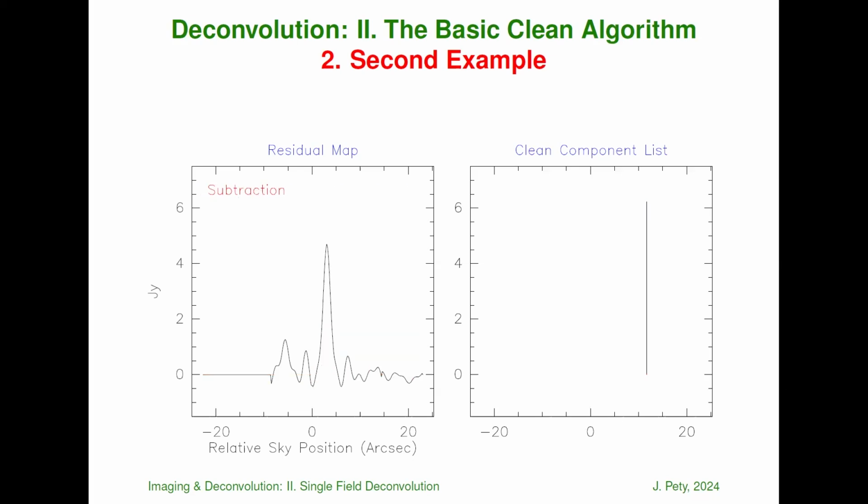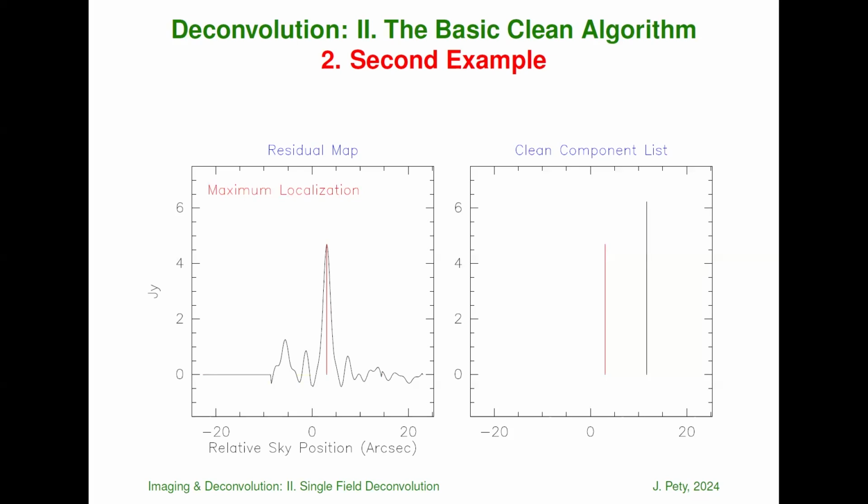Okay? And we iterate. So now we are finding again the maximum. The maximum here is at this position, and it's about 4.7, so slightly less than 5 Jansky. So the second source is at the right position here, but it does not have the right flux either.